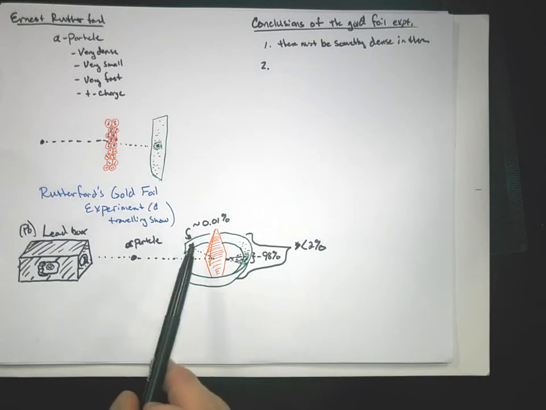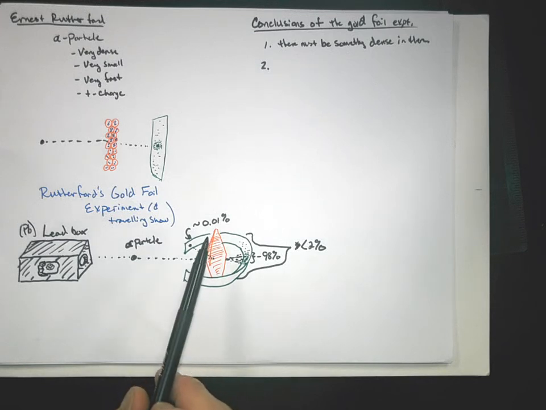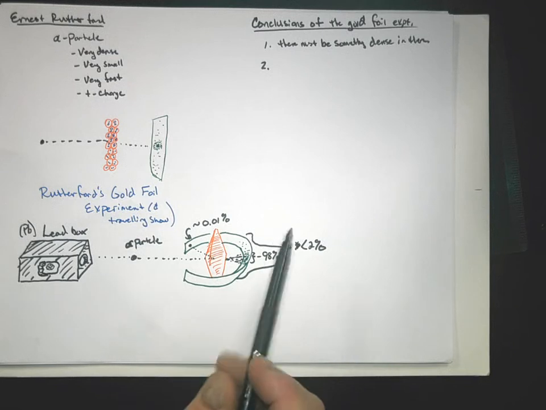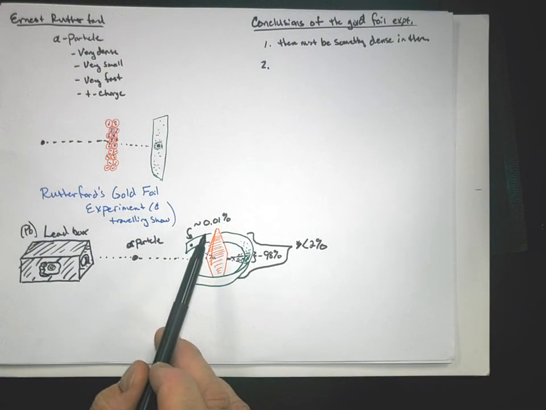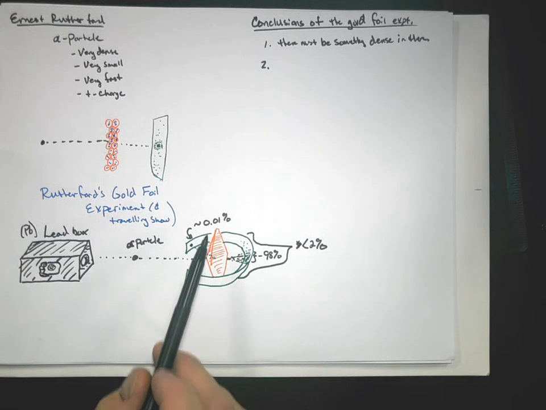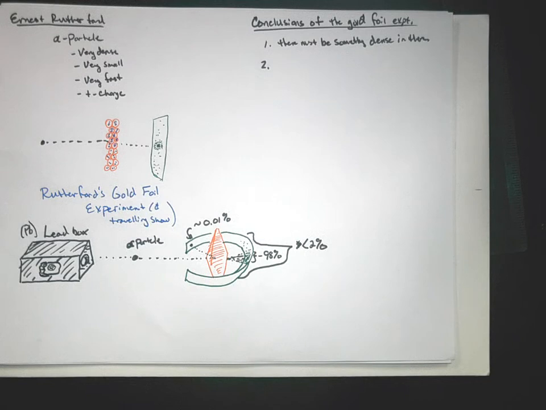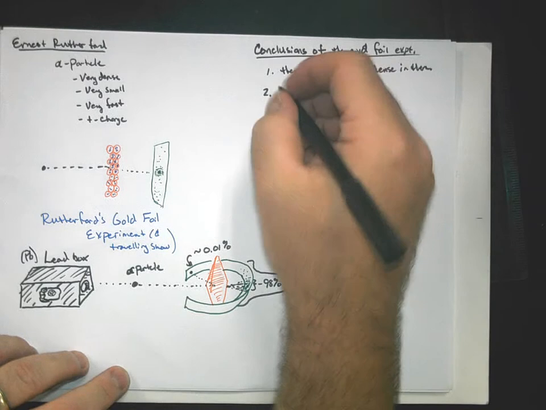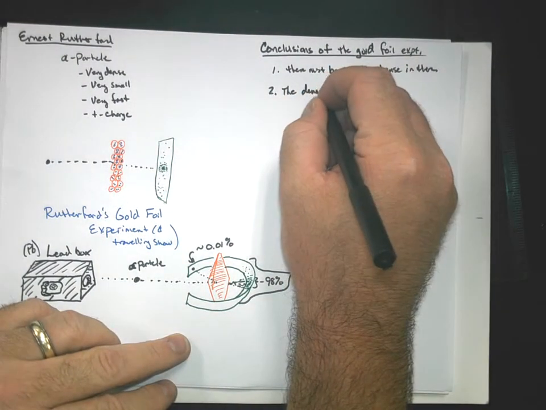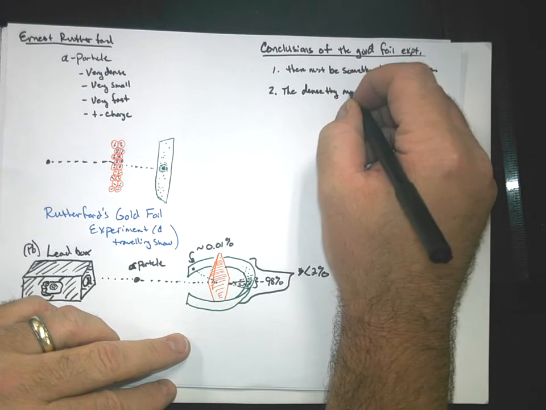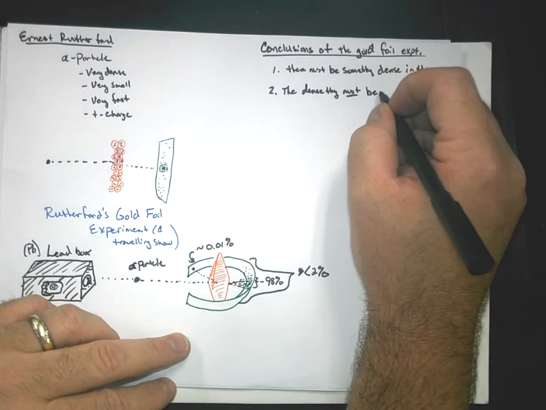Why would there only be 0.01% actually bouncing back? How often was an alpha particle hitting something of that density? Every time? Well, this is actually 1 out of every 10,000. So what can you tell me about the thing that it's hitting? It's very small. The dense thing must be very small.